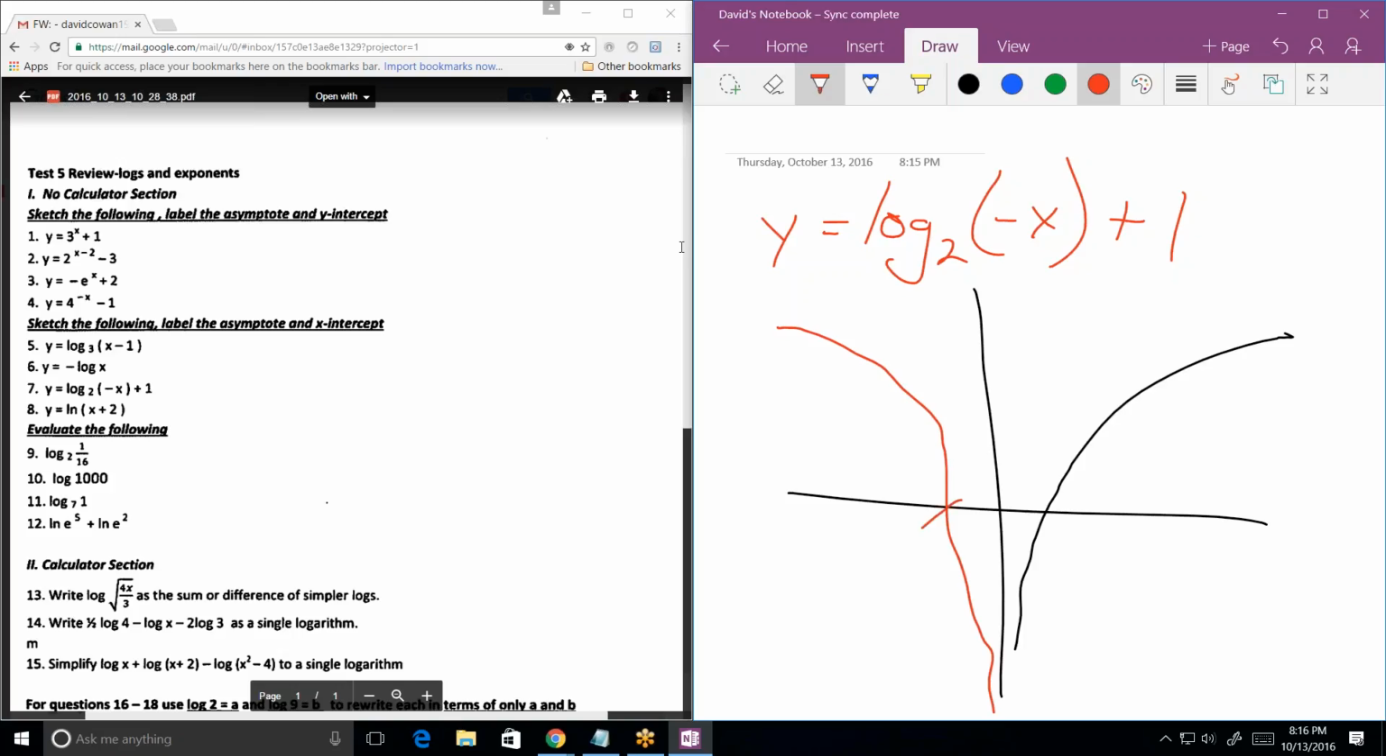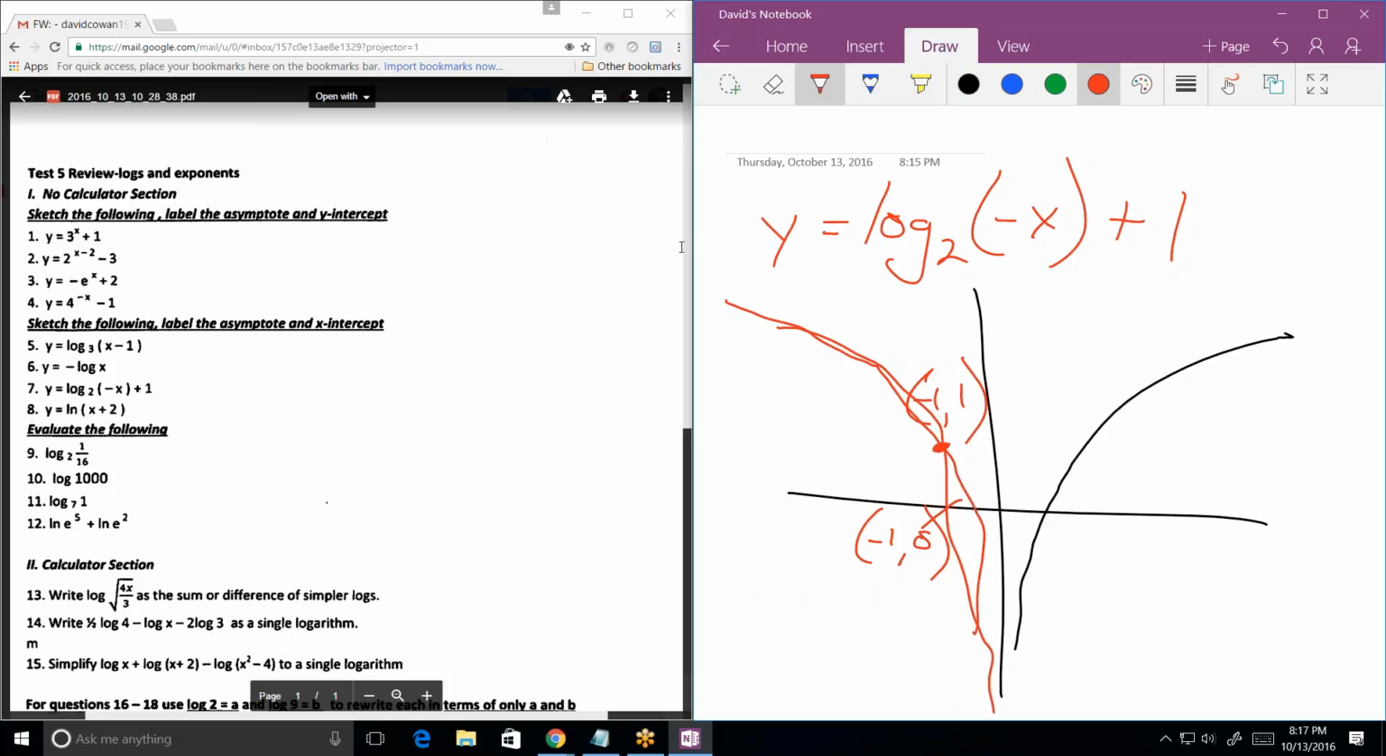And this point right here is what? At the moment, in other words, after just the horizontal reflection, what is that point? Negative 1, 0. And after we move it up 1? Negative 1, 1. Well, I know this point moves up to there, which is negative 1, 1. The question is what is the new intercept? Because it's not the same as the old intercept.